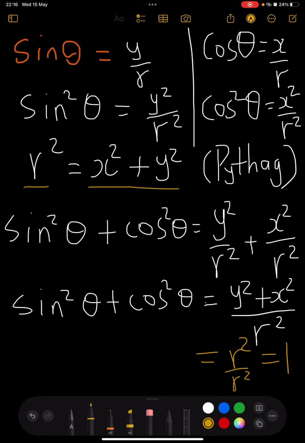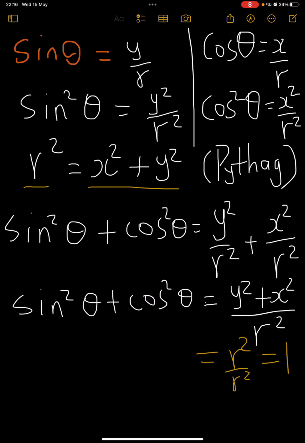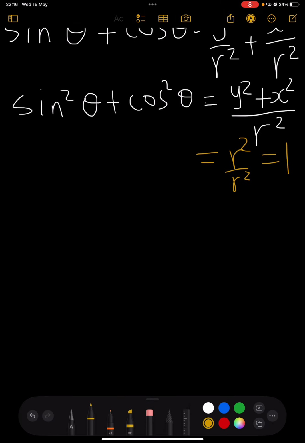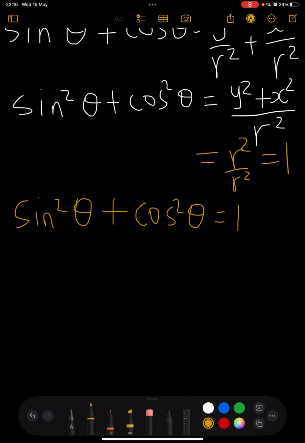So we have proved the first Pythagorean identity, that sine squared theta plus cos squared theta equals 1. We just showed it there, né? Perfect. And then to prove the other two Pythagorean identities, we have to use this one, né? The sine squared theta plus cos squared theta equals 1.